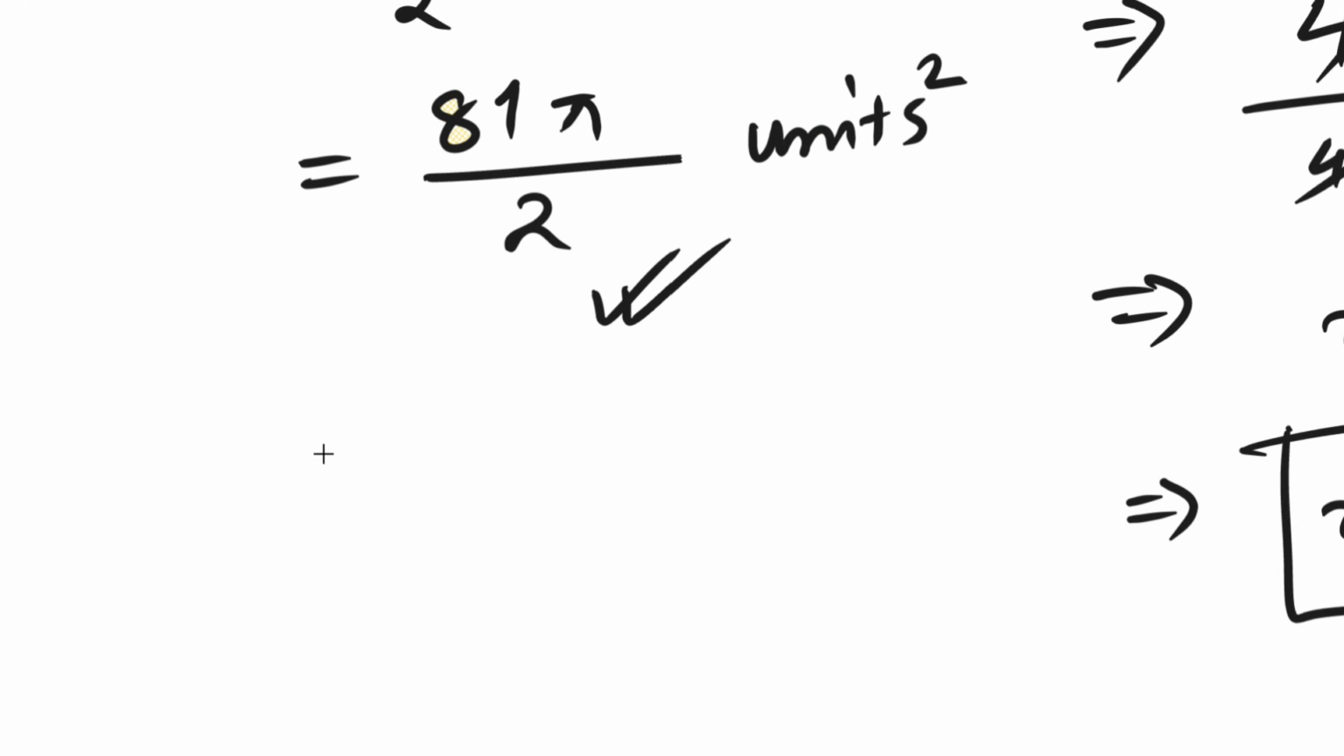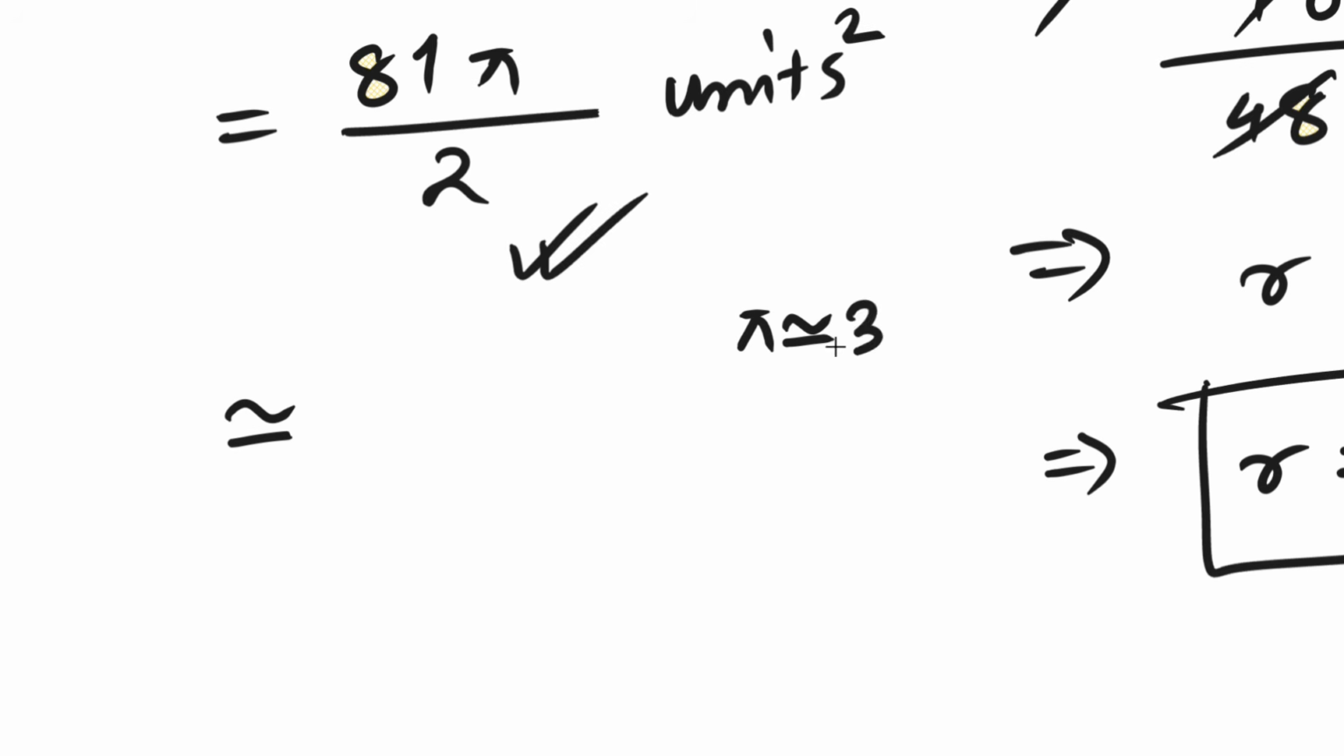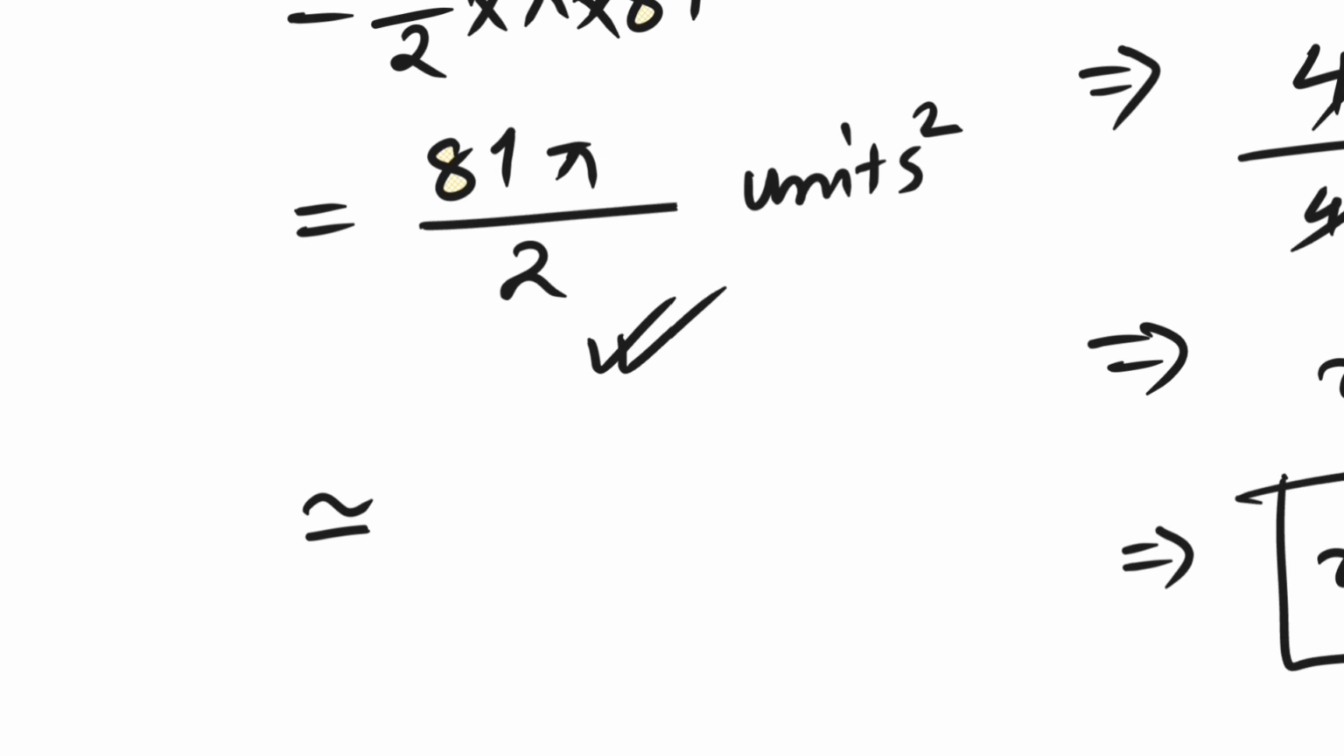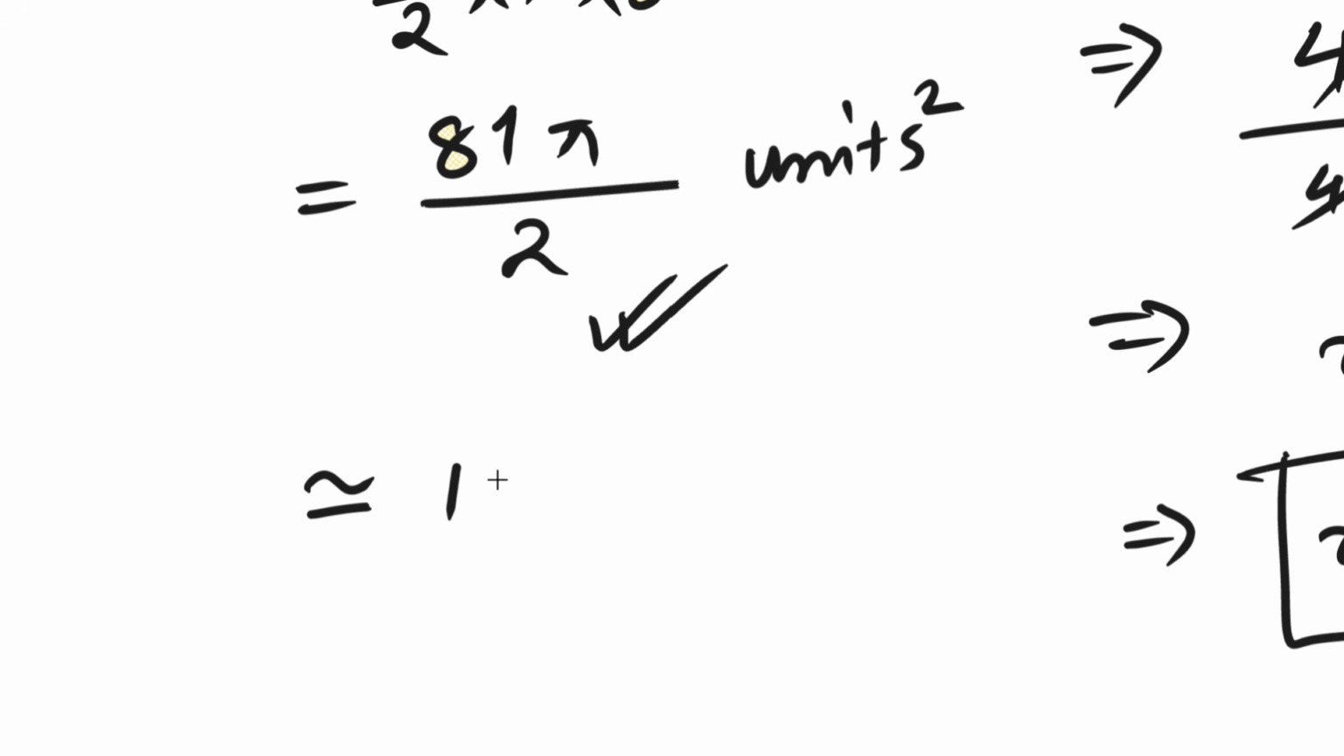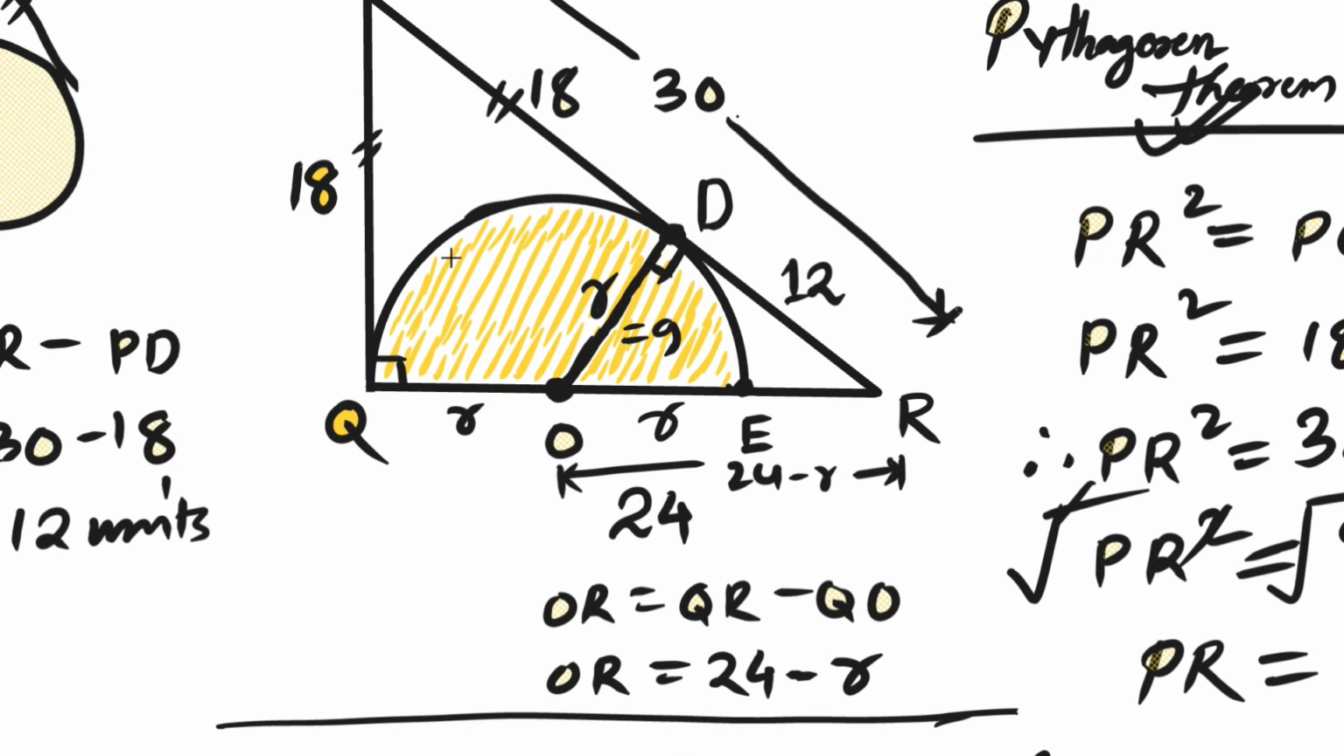If we also want a decimal approximation, we can use pi approximately equal to 3.14159. So 81 pi divided by 2 is approximately 127.23 square units. Therefore, after carefully working through the geometry, the radius of the shaded semicircle is 9 units, and the exact area of the shaded semicircle is 81 pi divided by 2 square units, or approximately 127.23 square units.